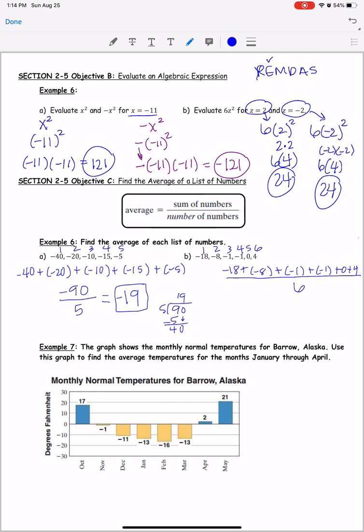Okay, this video is starting to get a little bit long, so I'm not going to do B, but 7 would be the exact same thing. You would do 17 plus negative 1 plus negative 11 plus negative 13 plus negative 16 plus negative 13 plus 2 plus 21. That would all be on the top. And then you would divide it by 1, 2, 3, 4, 5, 6, 7, 8 on the bottom. Because this video is getting really long, I'm going to skip B in example 7, but it's the exact same way we did example 6A.